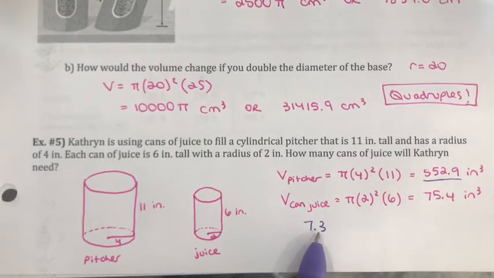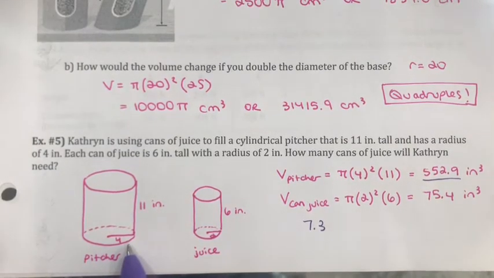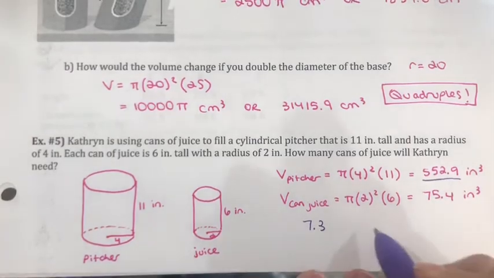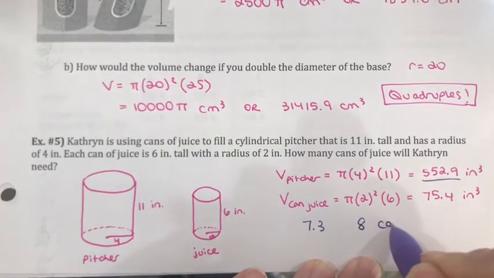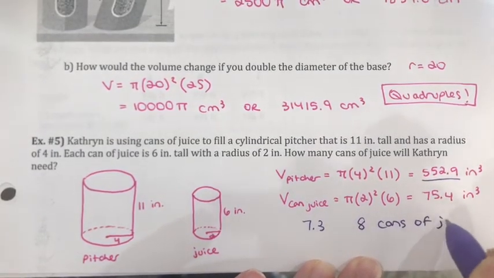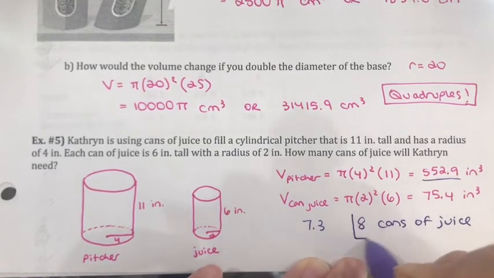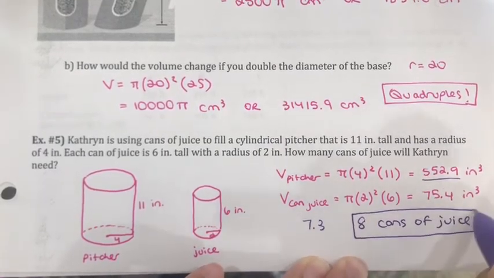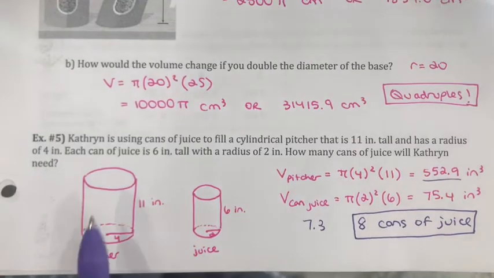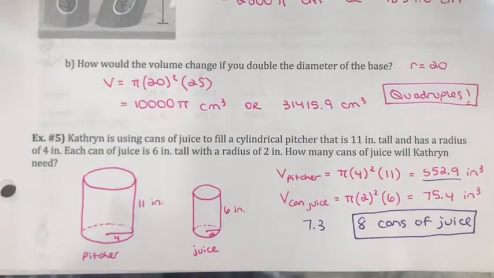Now, what would happen if we would pour 8 cans into here is that it would overflow, but we don't have to use the whole thing. So we could use 8 cans of juice. The problem with using 7 cans of juice is that we wouldn't fill it all the way, and we want this pitcher totally full, okay?